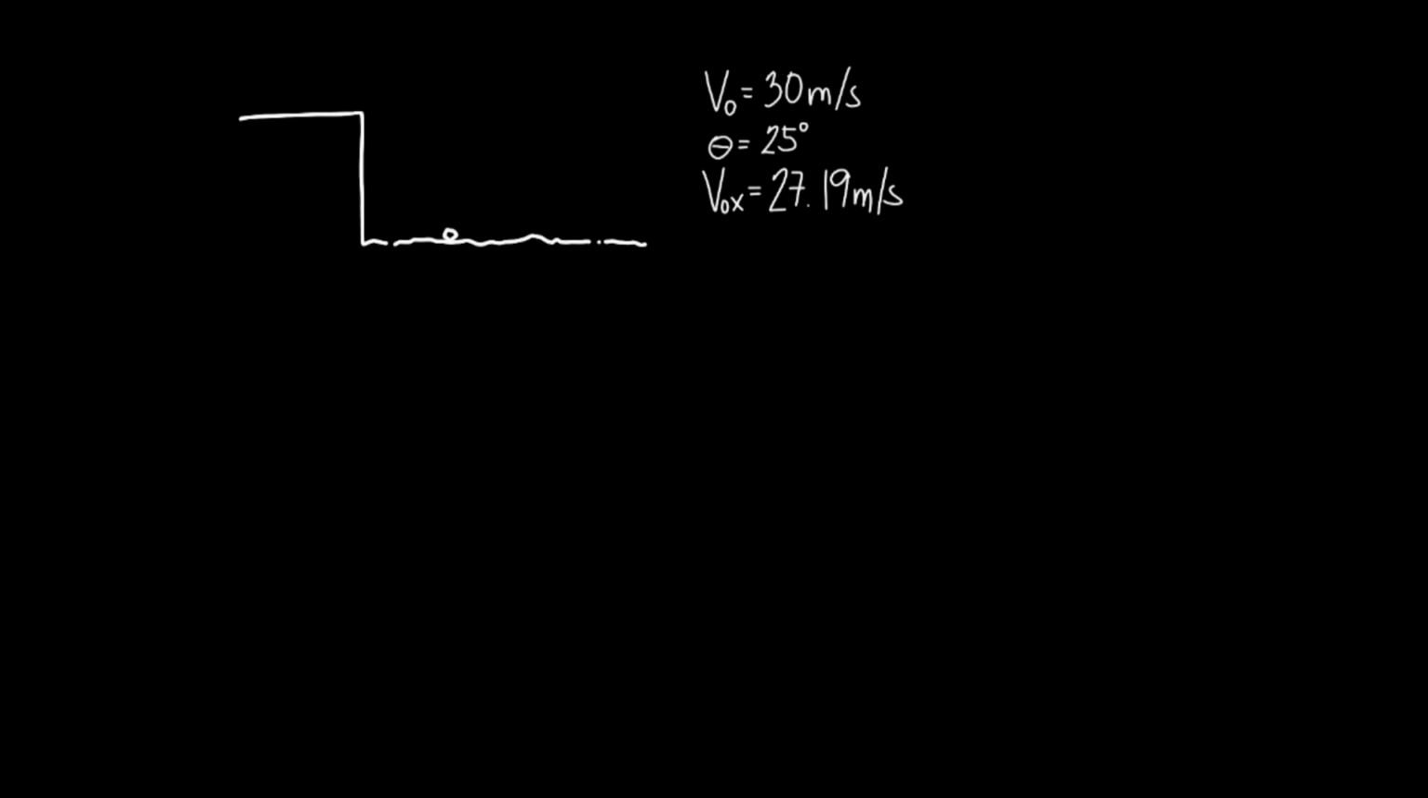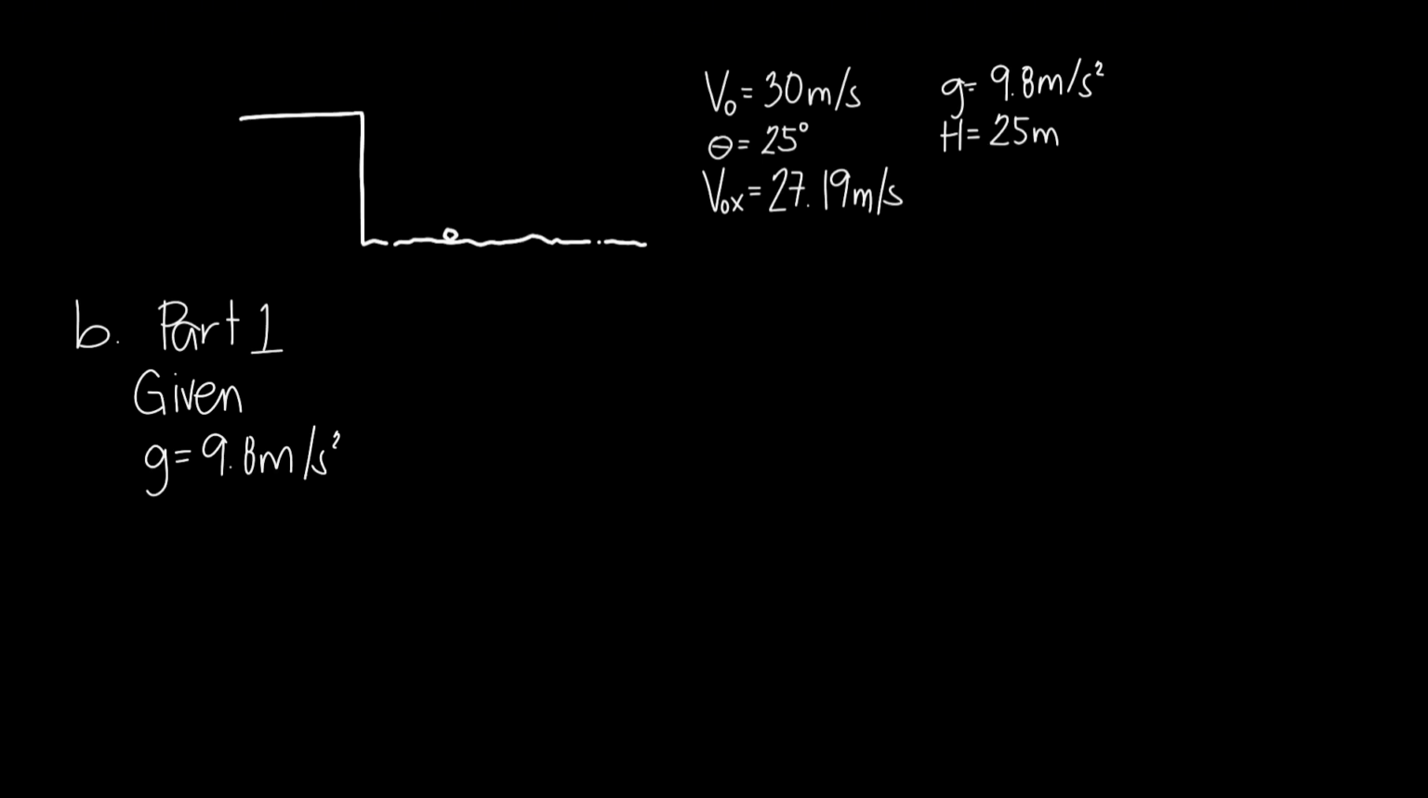We can now include in our givens the gravity, which is 9.8 meters per second squared, and the height, before we proceed with letter B because we need them for letter B. Now the question for letter B is how long the stone is in the air if the height of the cliff is 25 meters. So we need to include the value of gravity here and the height. Now for letter B, it's a two-part process in order for us to get the time. So first we have part one of letter B. The givens for part one of letter B are the gravity and height. That's all we need for part one. We need the gravity and the height of the cliff.